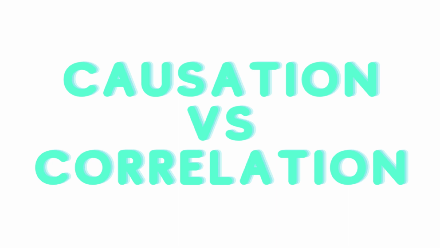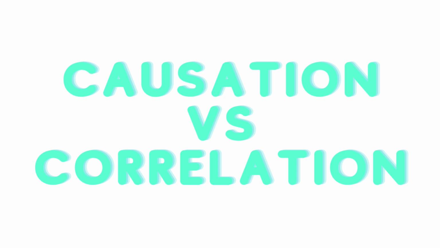Causation is very different. Causation is the action of causing something, so the relationship between cause and effect. When you have two variables and you have causation, you have one that is affecting the other. Correlation is when there's just a connection. So let's take an example.